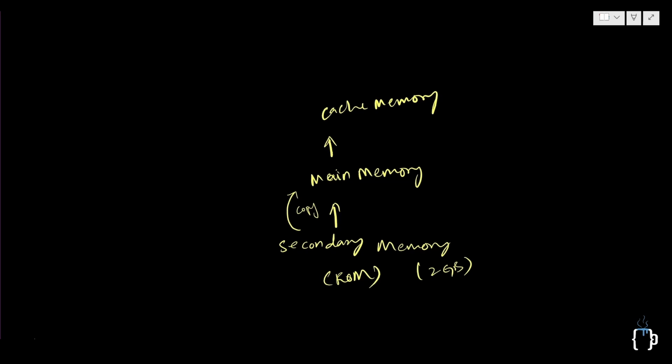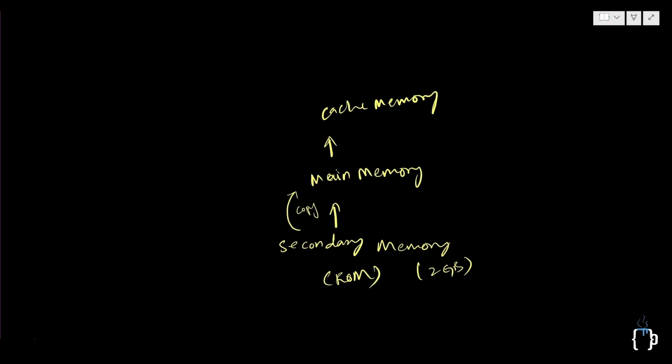Why is data stored in secondary memory, loaded onto the main memory, and then loaded onto the cache memory? Why do we need this many memories? Why can't we directly connect this secondary memory to the CPU? Isn't it possible? Have you ever had this question in your mind? Why can't we directly connect the secondary memory, which is ROM, to the CPU?